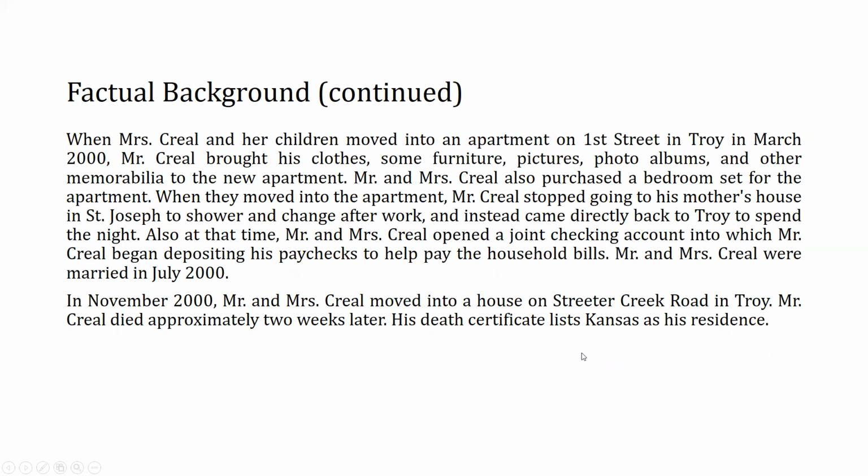We get more facts about Mr. Creel's increasing involvement and connection to the state of Kansas. They purchased a bedroom set together. He stopped going back to Missouri to his mother's house. They opened a joint checking account, Mr. and Mrs. Creel did, in Kansas. And eventually, Mr. and Mrs. Creel moved together into a house in Kansas. And then he died approximately 2 weeks later. His death certificate lists Kansas as his residence.